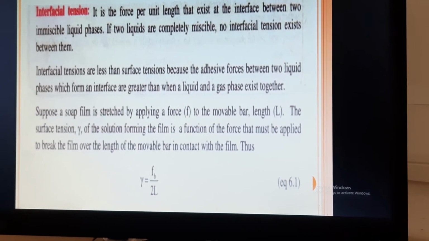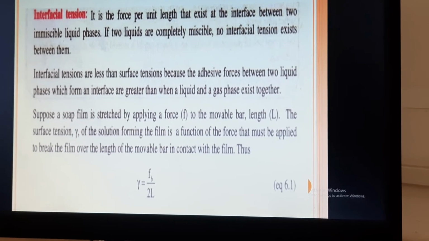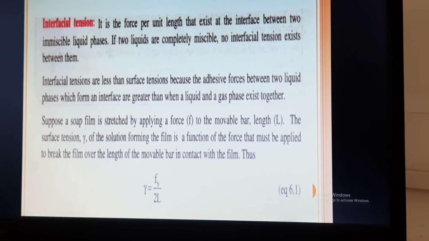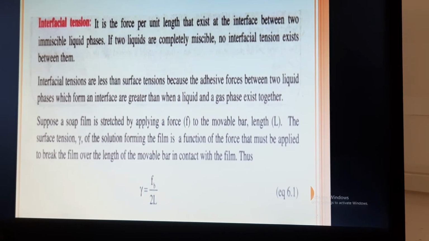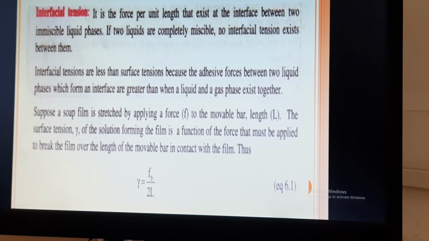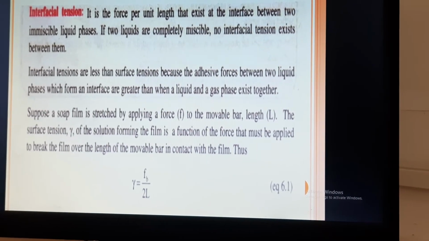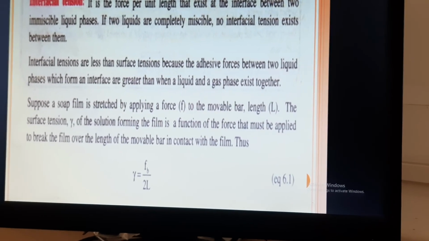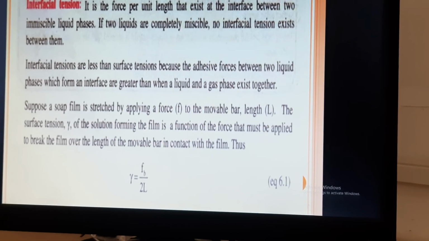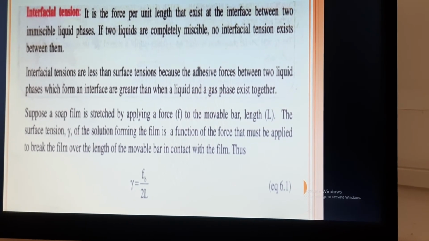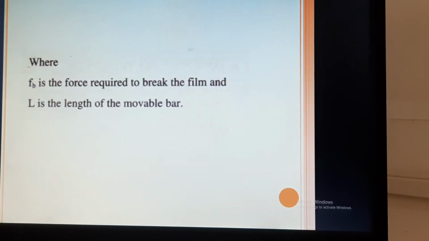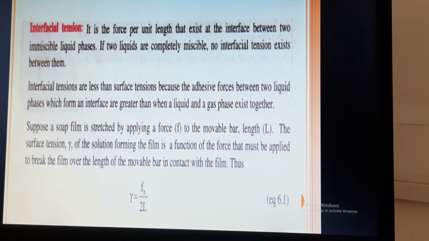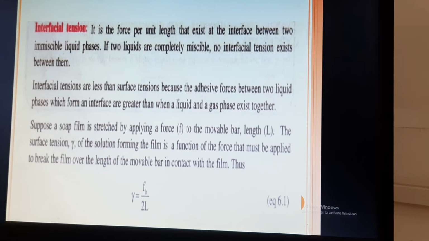Suppose a soap film is stretched by applying a force F. This film is stretched by applying the force F to a movable bar of length L. The surface tension gamma of the solution forming the film is a function of the force that must be applied to break the film over the length of the movable bar in contact with the film. So interfacial tension gamma is equal to Fb upon 2L, where Fb is the force required to break the film and L is the length of the movable bar. This is the formula of the interfacial tension.